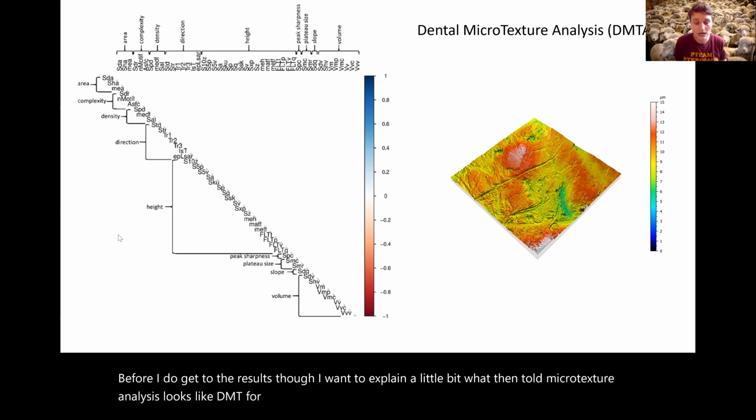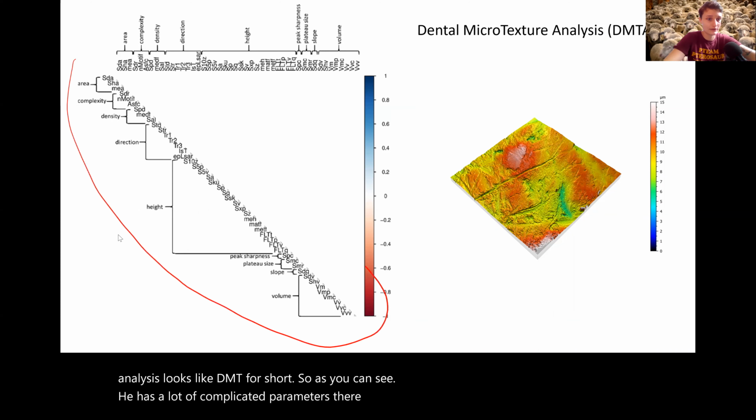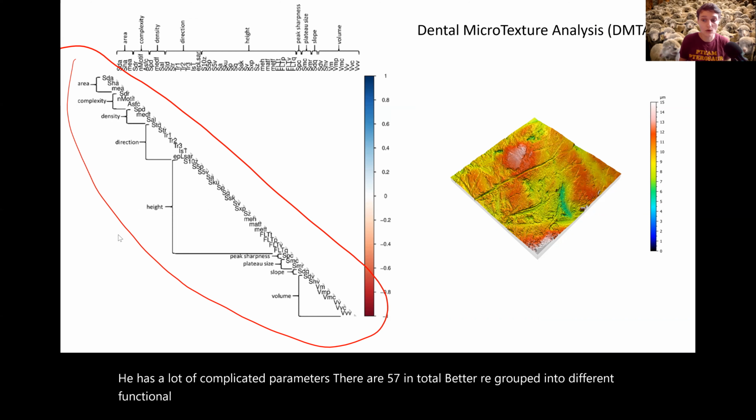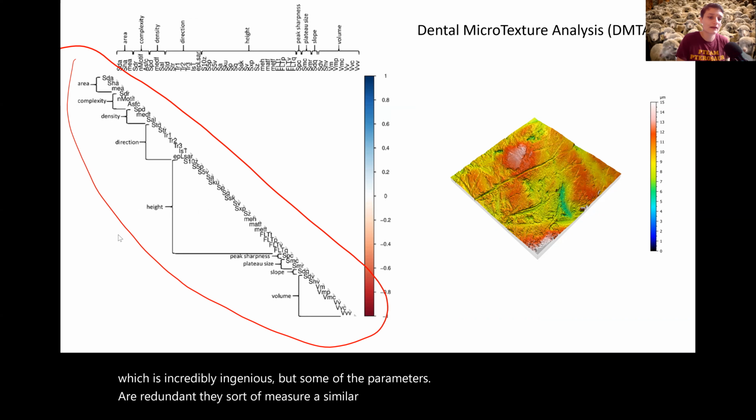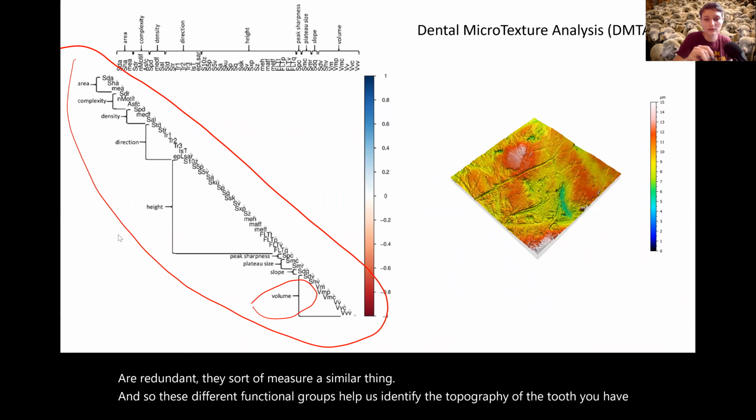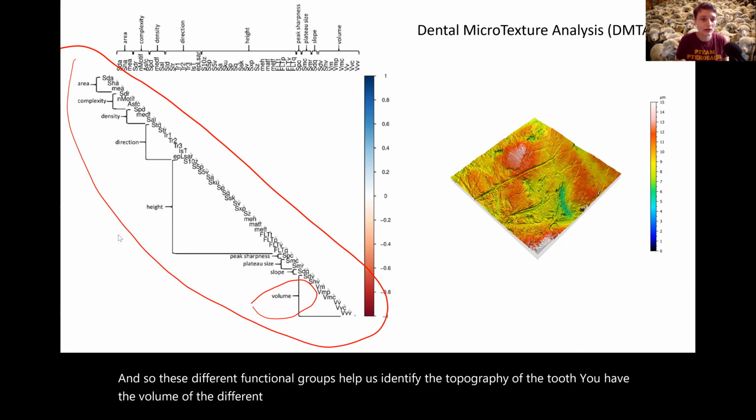So as you can see, it has a lot of complicated parameters. There are 57 in total that are regrouped into different functional groups. This is a technique that was adapted from the field of material engineering, which is incredibly ingenious, but some of the parameters are redundant. They sort of measure a similar thing. And so these different functional groups help us identify the topography of the tooth. You have the volume of the different scratches and topography, or the height and things like that. But possibly this could be simplified.